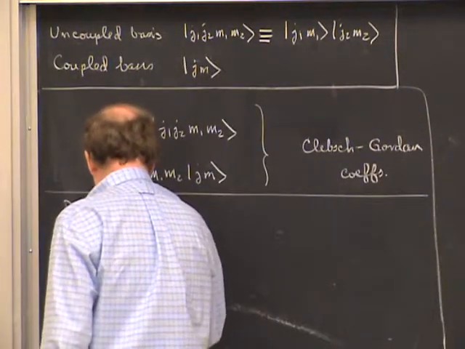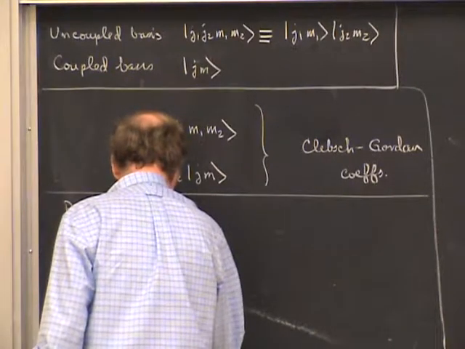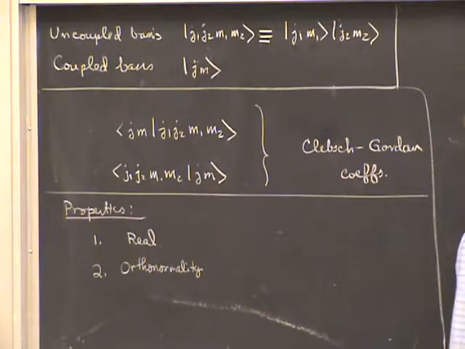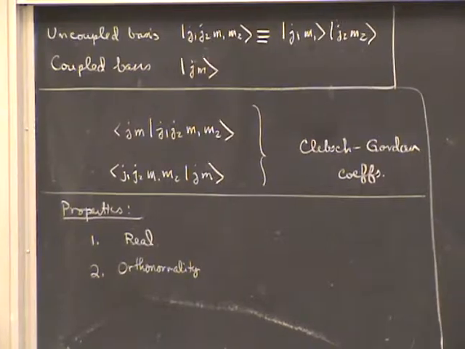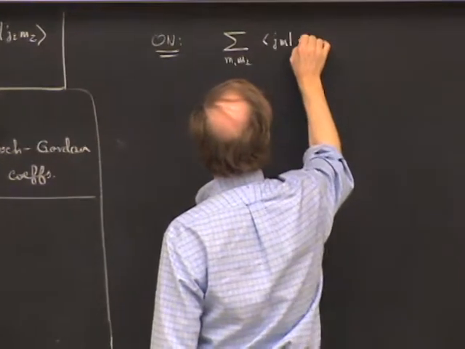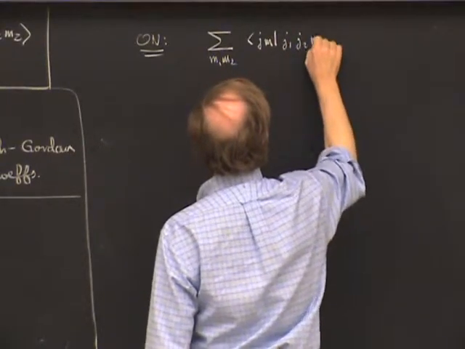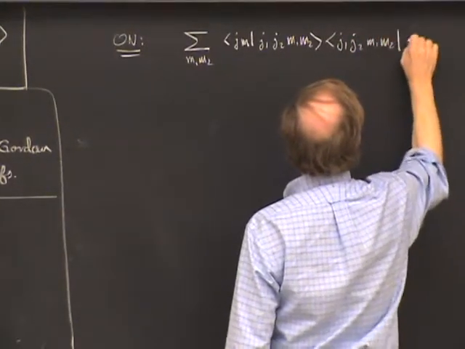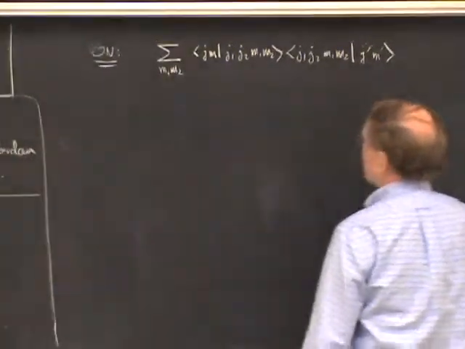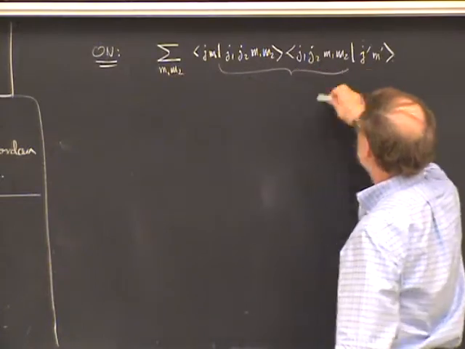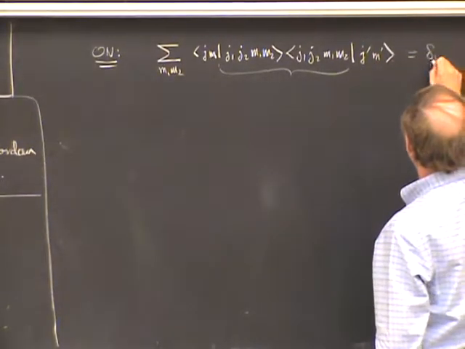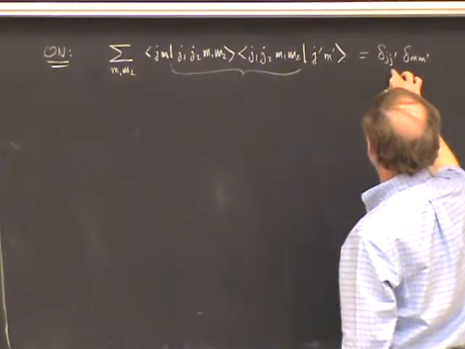The second property I want to mention is the orthonormality properties. This just has to do with the fact that these are connecting two orthonormal bases. There are really two orthonormality properties. Here's one of them. If I sum over m1 and m2, summing over the basis vectors of the uncoupled basis, with the Clebsch-Gordan coefficient of j1, j2, m1, m2 with j, m, and another one with j prime, m prime, you can see that this is a resolution of the identity in which the uncoupled basis has been inserted between the scalar product of two basis vectors of a coupled basis. So it's just, by the orthonormality of the coupled basis, a product of deltas: delta j j prime and delta m m prime.